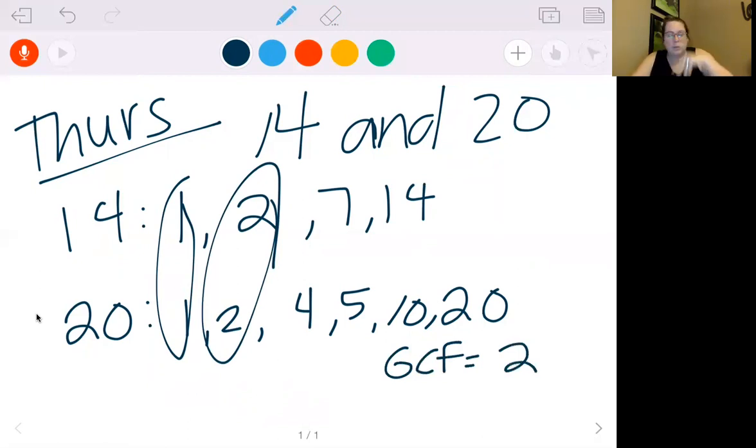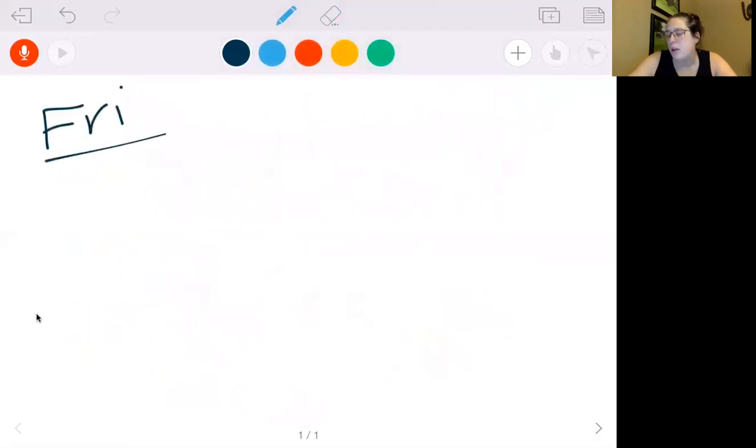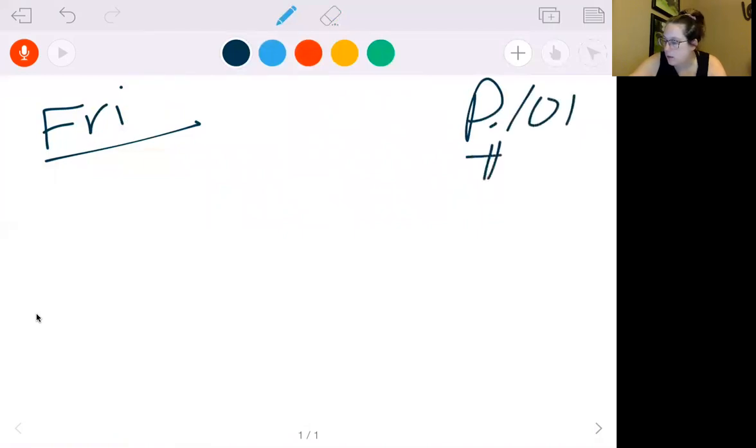Okay, so that's what you're going to be doing today. You're going to be doing 1 through 3. That's a little chart in your book, okay? Let me know if you have any questions. All right, guys, more GCF today. You're going to be doing 4 through 12. So look in your book at those, page 101. This is what you're going to be doing today.